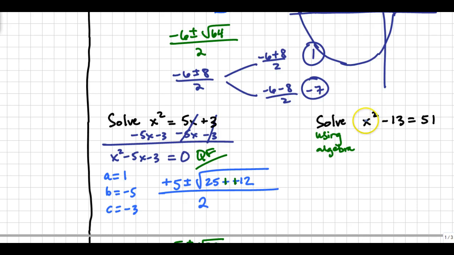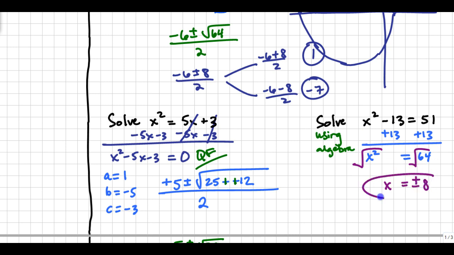So on this one, if I'm trying to get x alone, rather than bringing the 51 over to make it equal to 0 and then using the quadratic formula, I'm simply going to add 13 to both sides. And what I get there is 64. Now I can just take the square root of both sides and I'll have my answer. Make sure you put a plus minus in front. That would be the same thing you would get if you had gone ahead and done the quadratic formula. It just would have taken us a lot longer to get there.